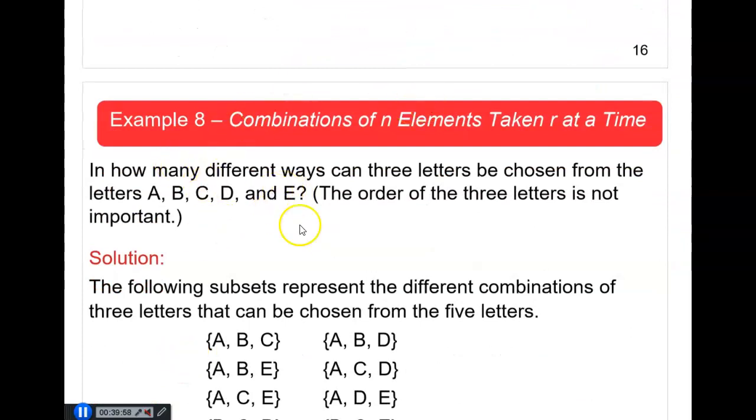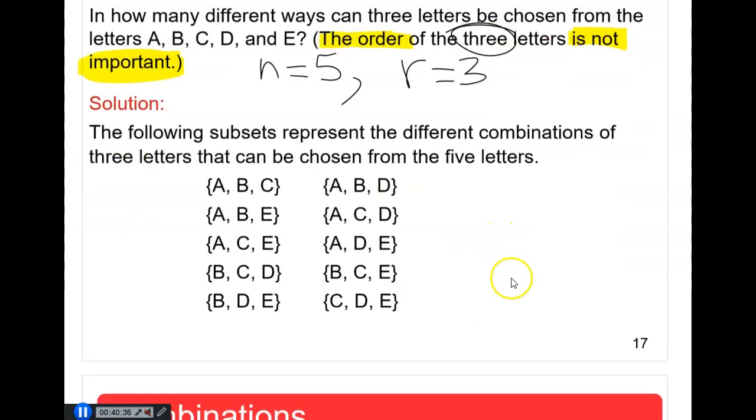So for example 8: in how many different ways can 3 letters be chosen from the letters A, B, C, D, and E? In this case, we have a total of 5 letters, so n equals 5, and we want to make groups of 3, so r will be equal to 3. It says in parentheses, the order is not important. That's very important when you do your homework, to read those instructions.